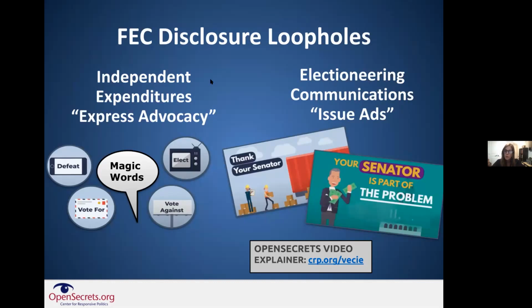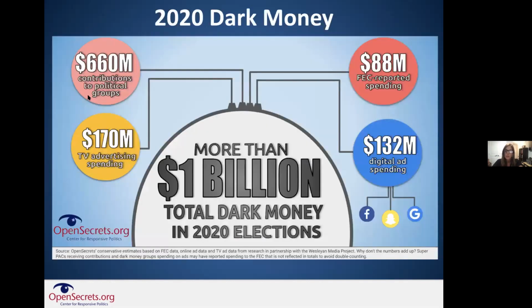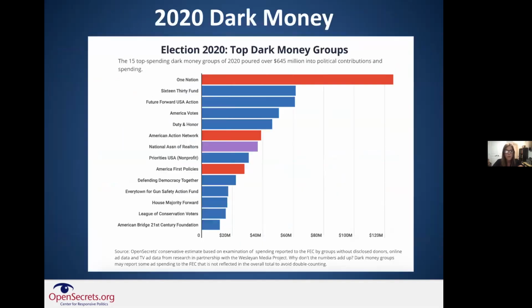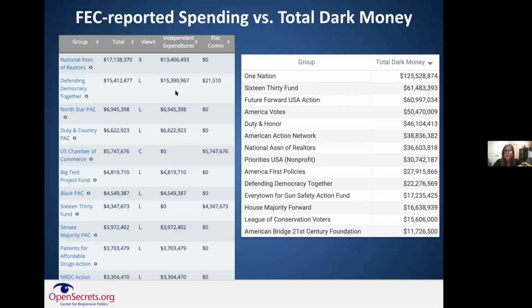But because they avoided those words, and then they stopped spending as soon as that was something that needed to be disclosed, and gave more money to their super PAC and spent on online ads, they never disclosed any of their spending to the Federal Election Commission. So they were the largest spending dark money group in the 2020 election cycle, and they've disclosed none of that to the FEC.